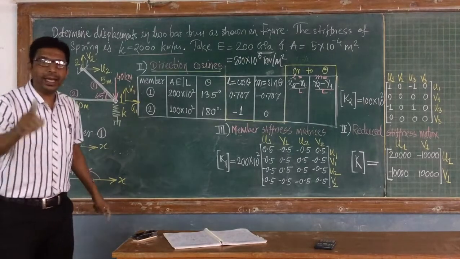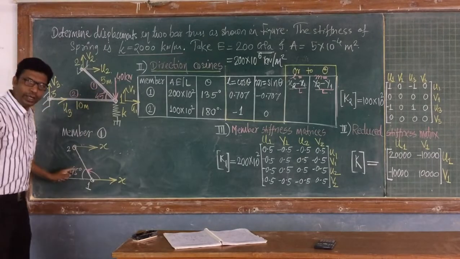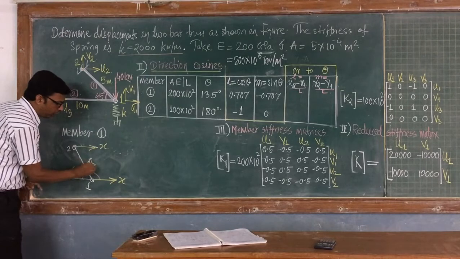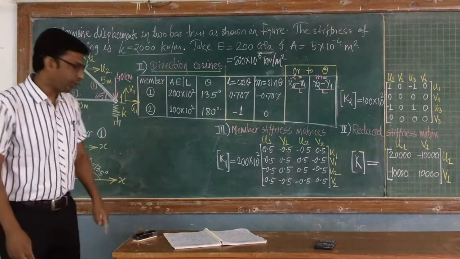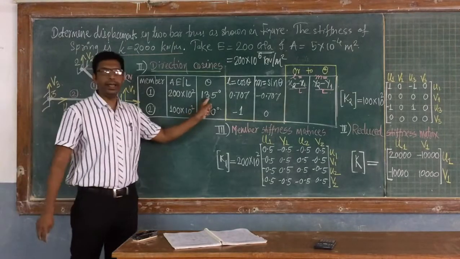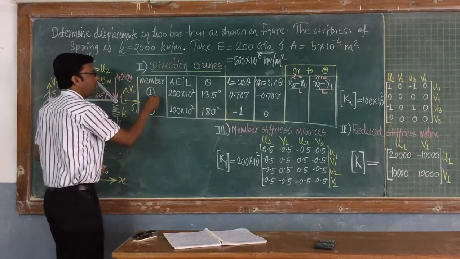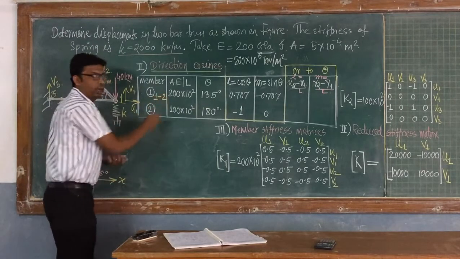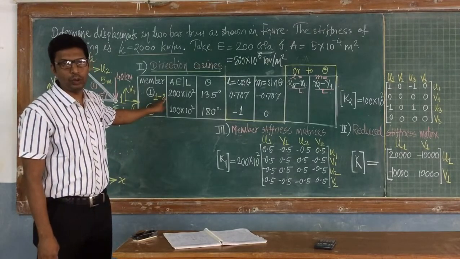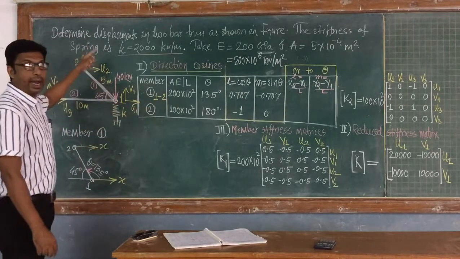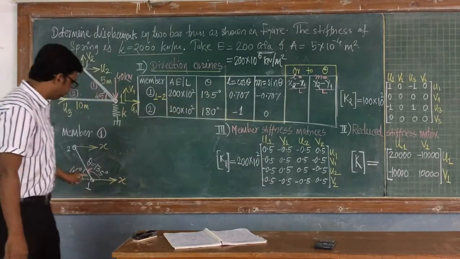This 45 degree is given to you. So if this is 45, this theta is equal to 135 degree. Now for this member 1, first joint is node number 1 and second joint is 2. Understand? First and then second. Okay? So theta equal to 135.